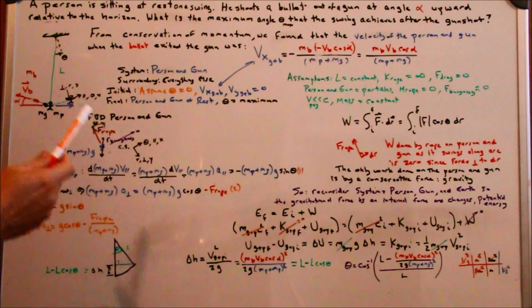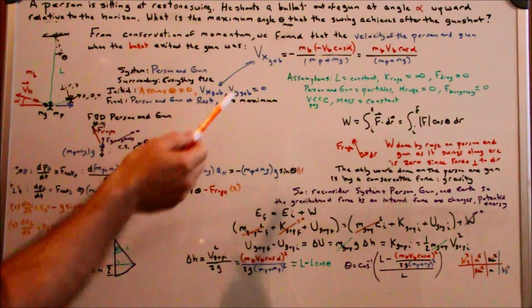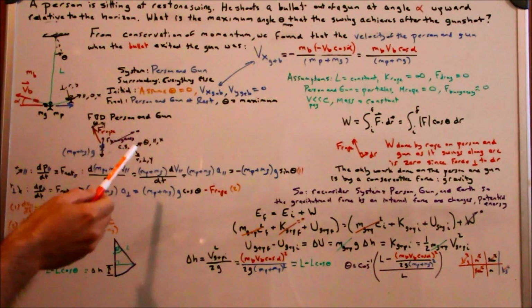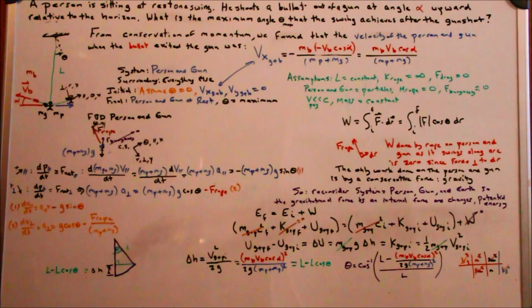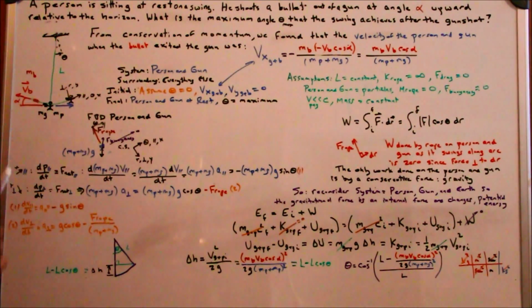So let's pick a system. You can pick the person and the gun, or the person, gun, and Earth. I'll just start out with a choice, and we'll see if it works, or if we want to choose a different one. Everything else is surroundings. We'll assume we start at theta of 0, and this is my initial velocity of the person on the swing. We don't have to worry about the bullet anymore. The bullet's not part of our problem. It's just the person on the swing.